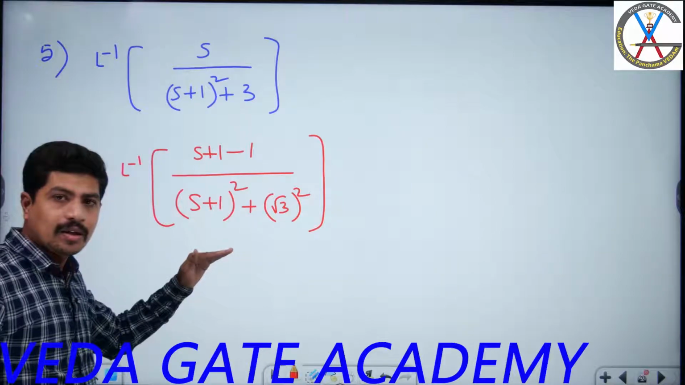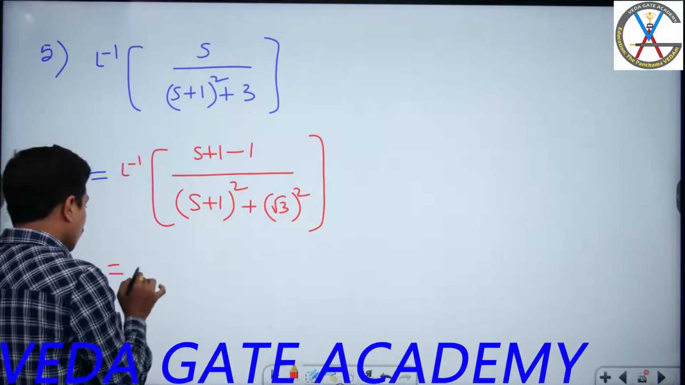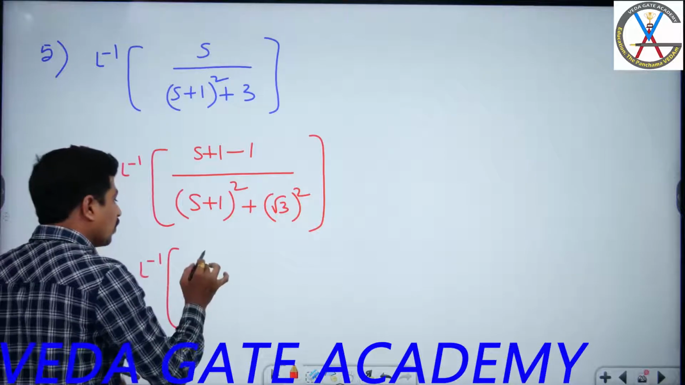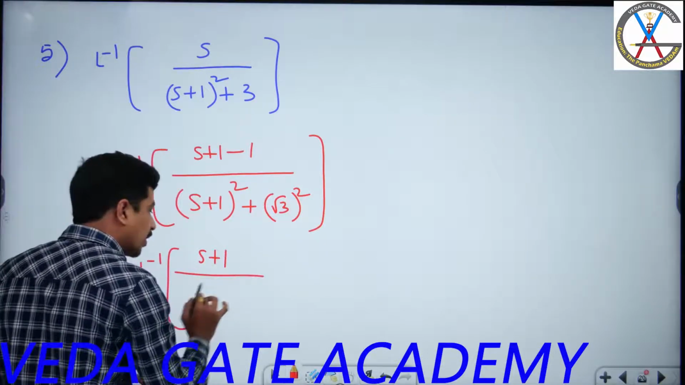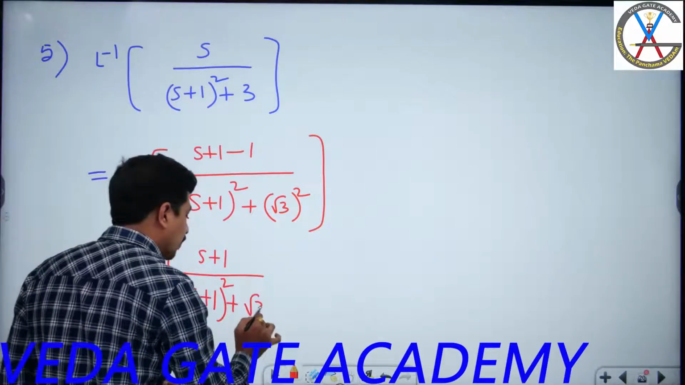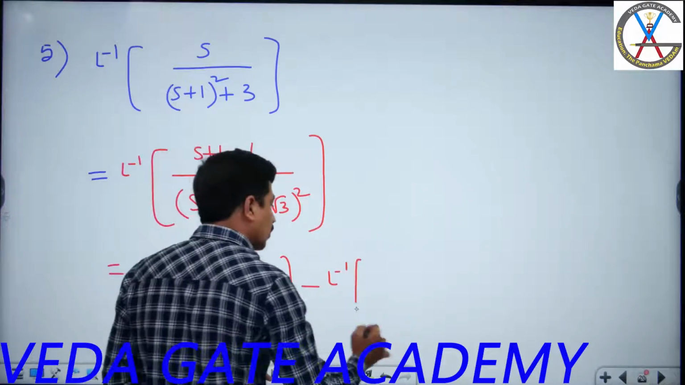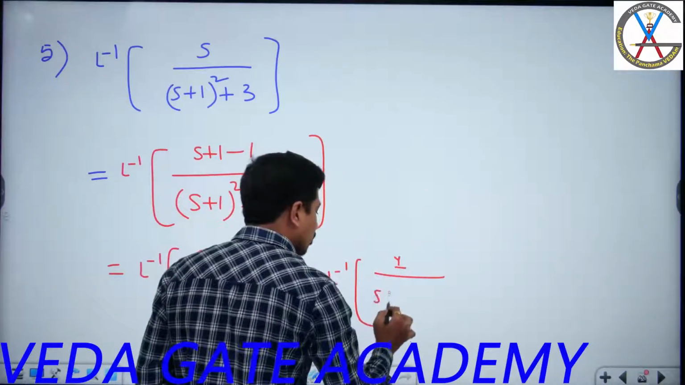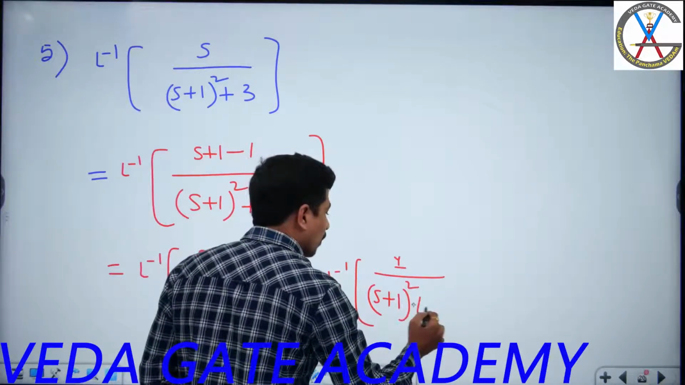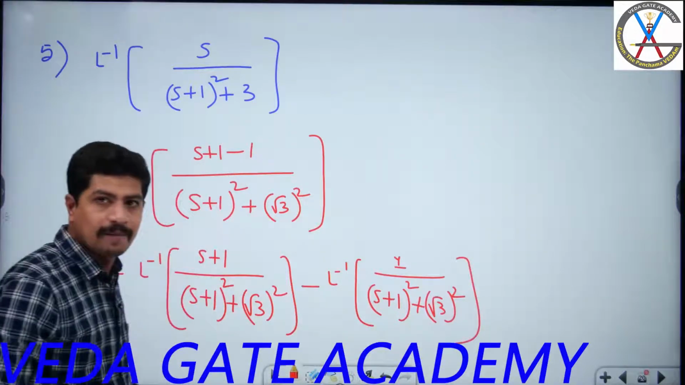Understood till here? You have to understand. Very simple mathematical calculations. Separate it. L inverse of (S plus 1) by ((S plus 1) whole square plus root 3 square), minus L inverse of 1 by ((S plus 1) whole square plus root 3 square). Done till here?